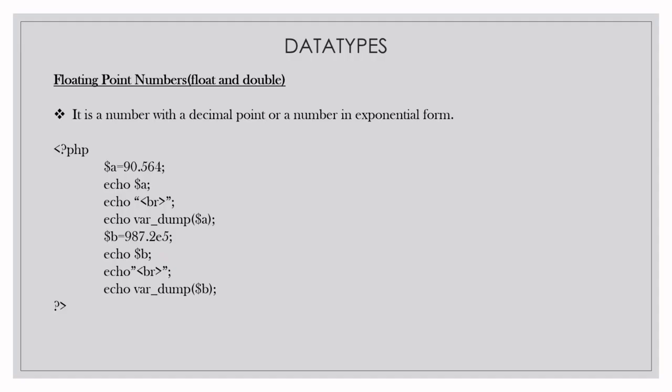In this video, I'm going to explain one of the data types, which is floating point numbers. In the previous video, I have already explained about the integer data type. So in this video, you are going to see what is a floating point number, what are float and double values, and how you can do the program with these values.